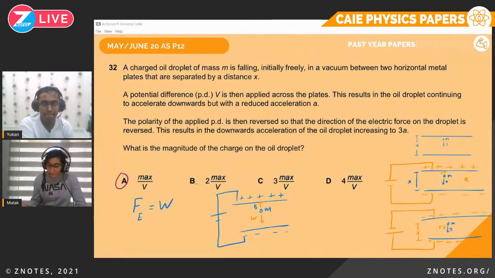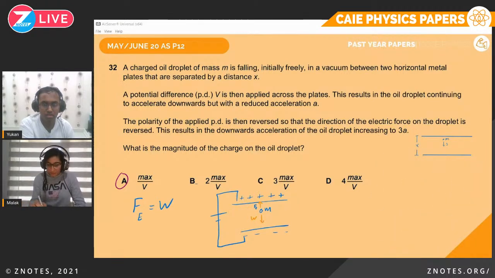Let me erase all of this here, because we don't need it. Actually, let's keep the top one. F_E is equal to W, right? Which means F_E is equal to mg, right? Now, F_E is also the force from the field, which is EQ. So EQ is equal to mg, right?